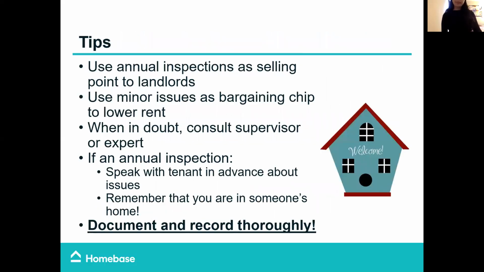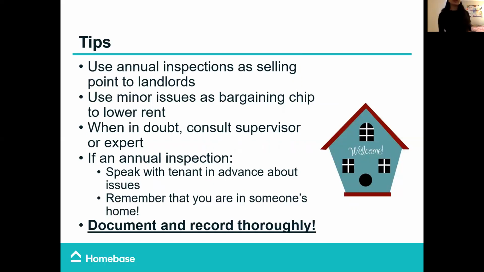So now we're just going to wrap up with some tips. You want to use annual inspections as a selling point to landlords, because property owners generally want to keep their property in good working order. And you can use minor issues such as aesthetic wear and tear as a bargaining chip to lower rent.